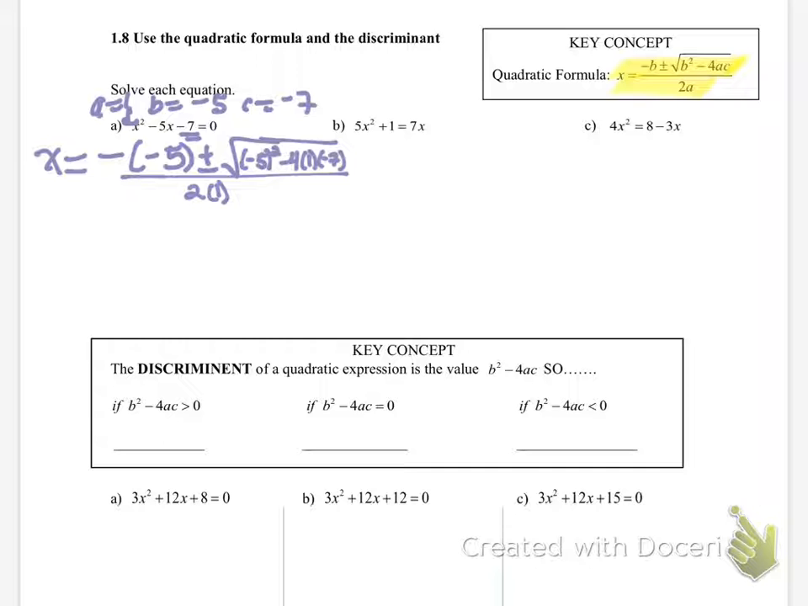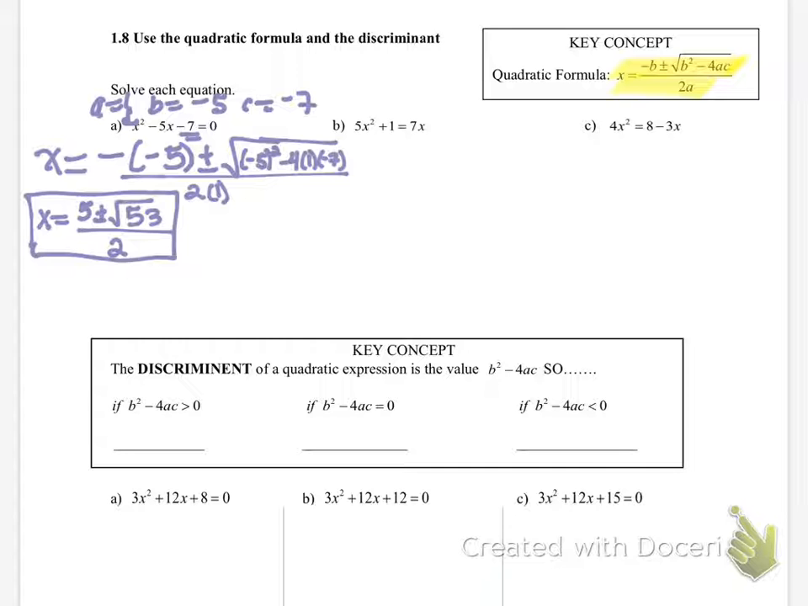Okay, notice how I wrote it exactly like the formula, and then I'm going to now simplify. So now I have x equals negative 5 becomes positive 5. I have a 2 on bottom. Inside the parentheses, I have 25 plus 28, which is 53. There is no square root of 53, and it does not simplify any further, so we're done.